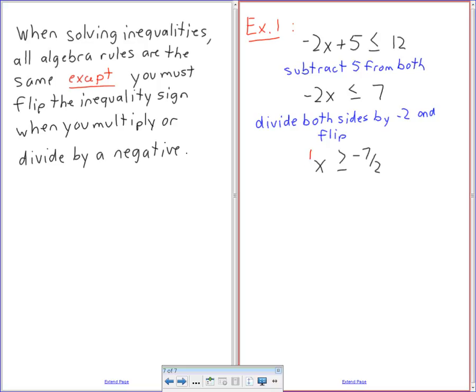So do you guys see what I did there? The less than or equal to sign switched to greater than or equal to. And that's the only difference.